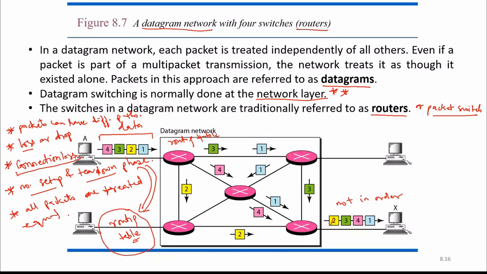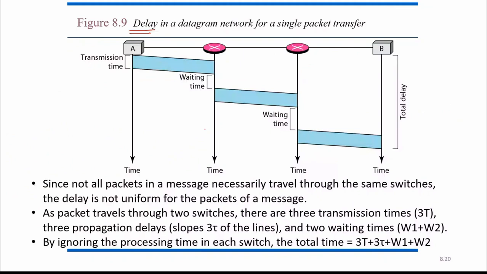But next time when packet 2 comes, it is not necessary that it will be transferred in the same direction. That will be decided based on the availability of the destination router. So that's why it is saying that not all packets have to travel the same path. It will not be traveling by the same path. So that's why the delay is not uniform in the case of datagram switching networks.